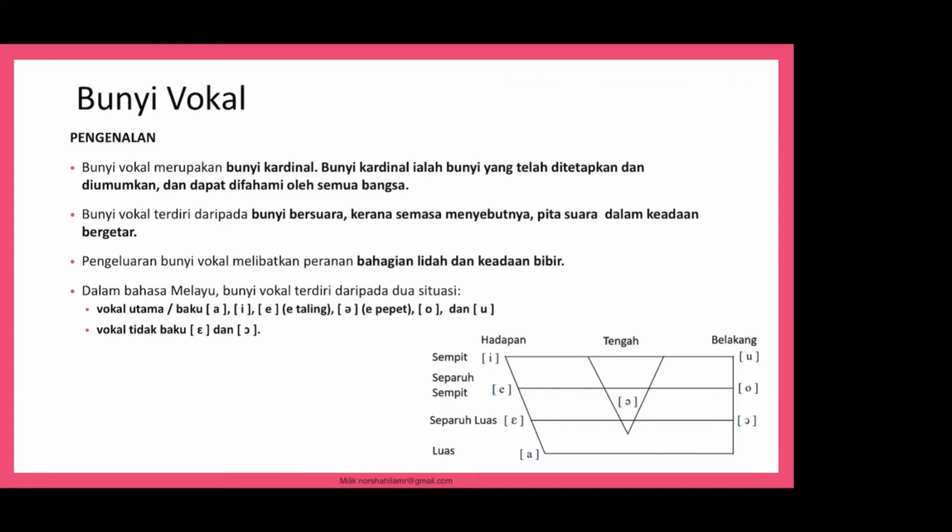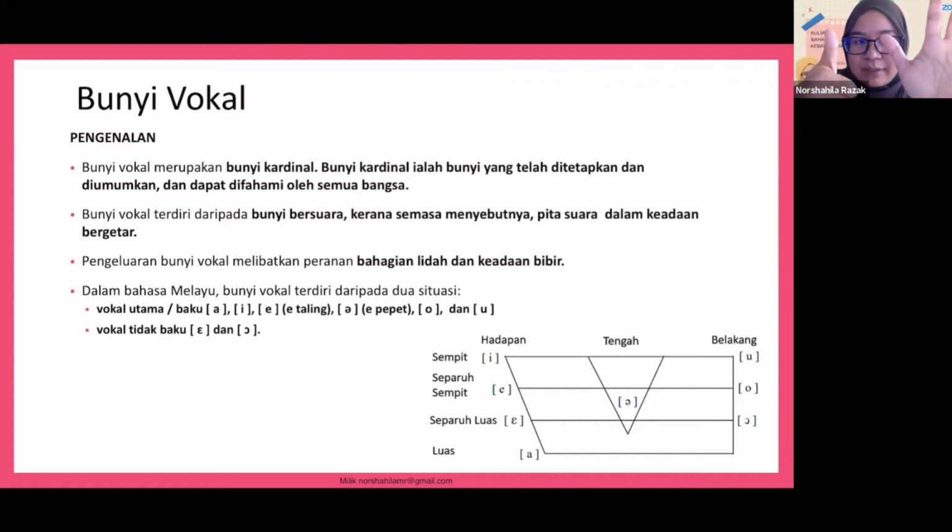Jadi bunyi vokal dalam bahasa Melayu kita ada 6. Yang baku lah yang utama. Huruf vokal kita ada 5. A, E, I, O, U. Okay. Bunyi vokal ini adalah bunyi yang bersuara. Okay. Kalau tak ada bunyi vokal ni, kita tak dapat nak hasilkan banyak perkataan because a lot of vowel actually will be there and help us to make a sentence. Okay.